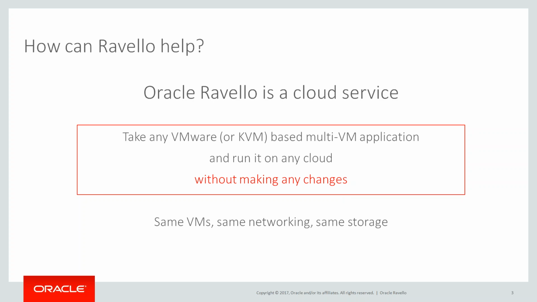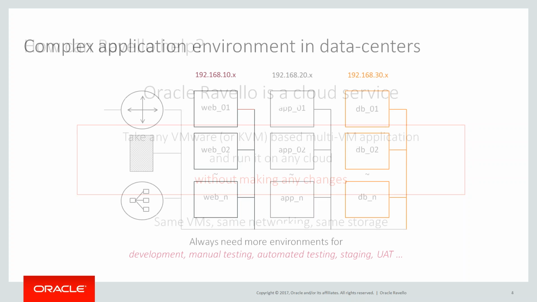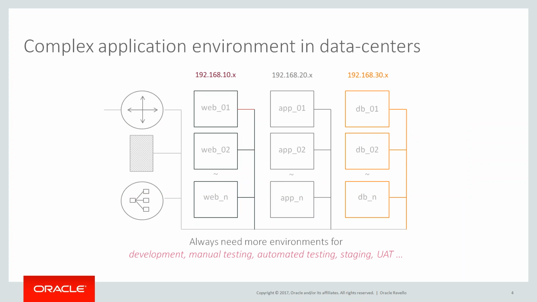So as a summary, Ravello is an overlay cloud service that can take any VMware or KVM-based multi-VM applications and make them run on the public cloud without making any changes. What I highlight here in red is the key here. So you'll use the same VMs that you run on-prem, the same configuration you have on-prem, and the same storage configuration you have without changes, and we'll make them run on Ravello. And I'll try to explain that in the next half an hour or so.